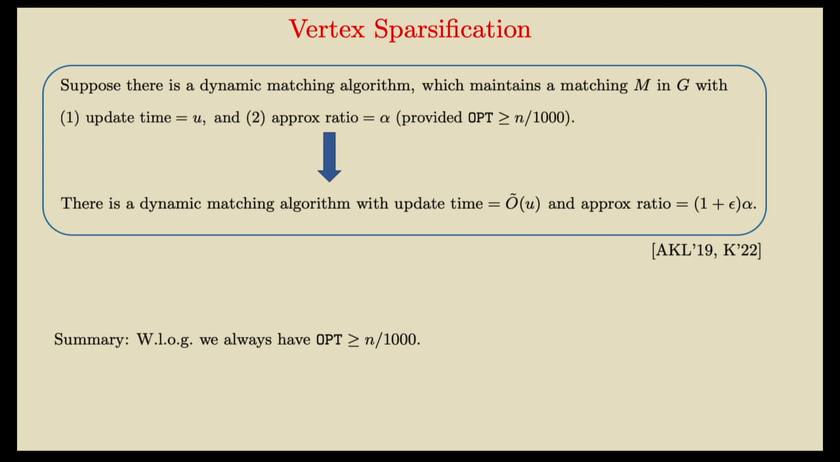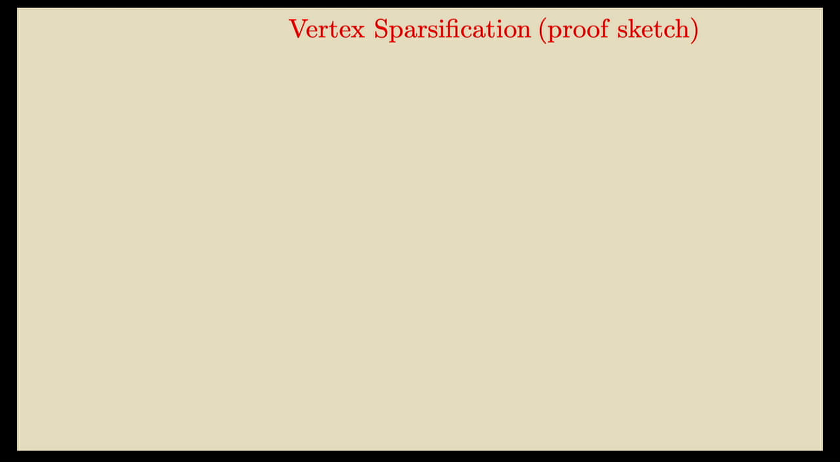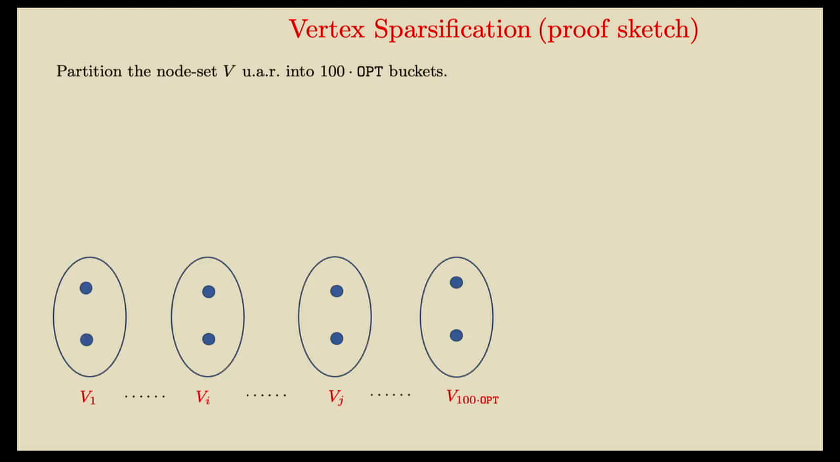Now, how to achieve this? The argument is actually very simple. I will just give a proof sketch. So, right now in this slide I am not looking at the dynamic setting, I am just describing a random experiment. Okay. We know the value of opt, let us say, partition the node set V uniformly at random into let us say 100 times opt many buckets. So, each node gets thrown into one of these buckets uniformly at random.